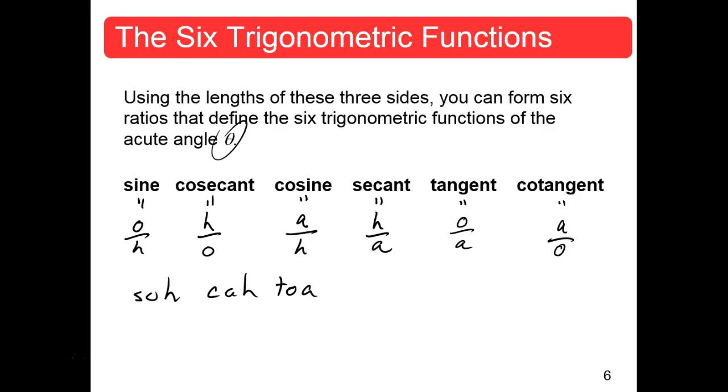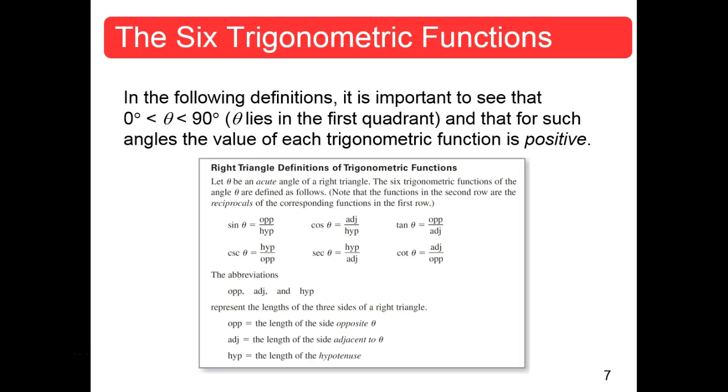Okay, have I killed enough time to go to the other slide? Okay. All right. In the following definitions, it's important to see that if you're in the first quadrant, which, guess what? If you've got a right triangle, you're in the first quadrant. Theta has to be an acute angle. Theta lies in the first quadrant. And for such angles, the value of each trigonometric function is positive because the opposite side is positive, the adjacent side, whichever those are, and the hypotenuse is always positive.